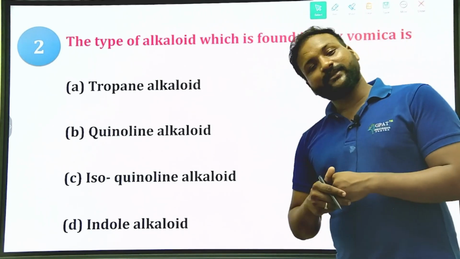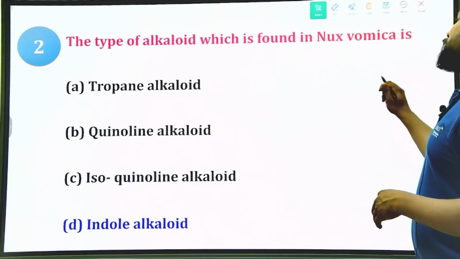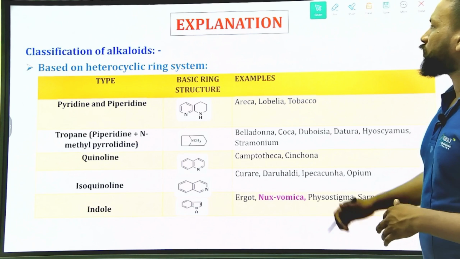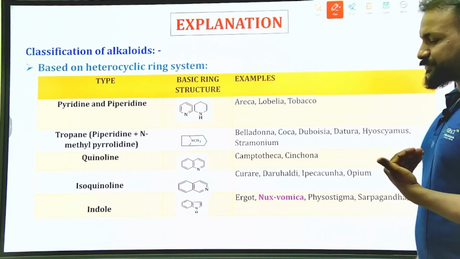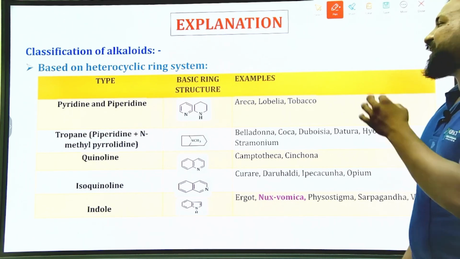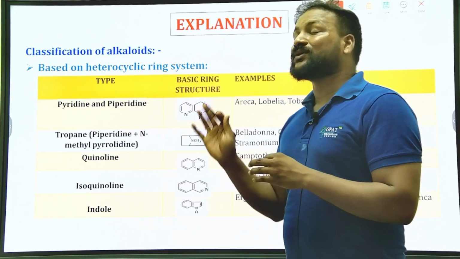Yes, let us see the right answer. It is an indole alkaloid. Nux vomica is considered an indole alkaloid. These are some examples of the different types of alkaloids based on their chemical structure, that is, the classification of alkaloids based on the heterocyclic ring system.